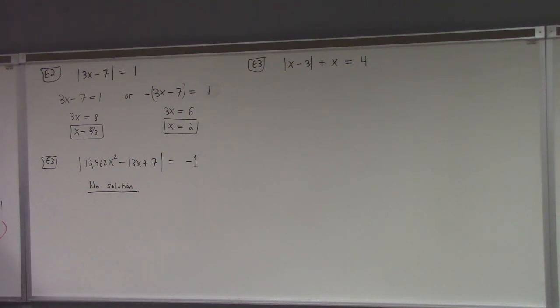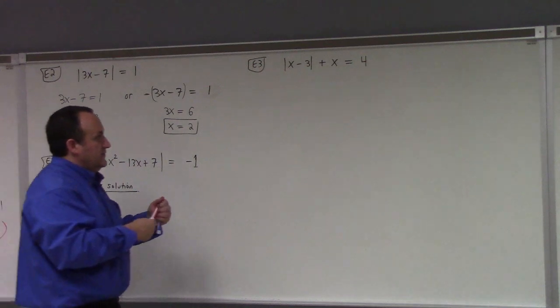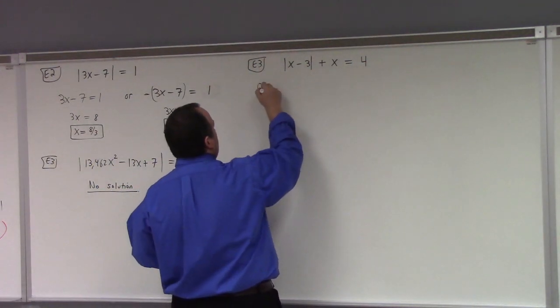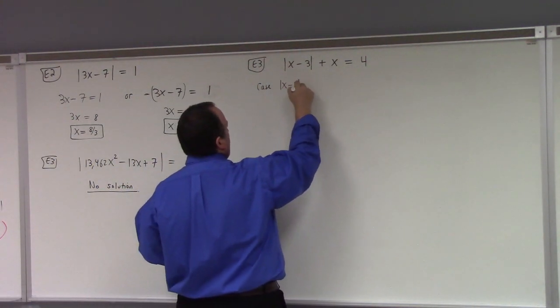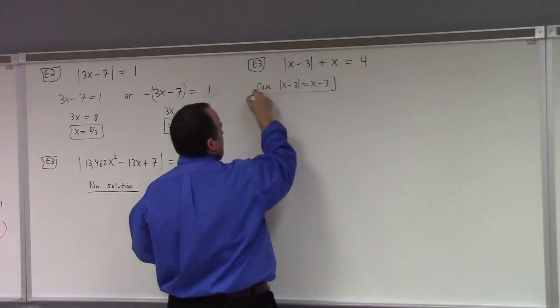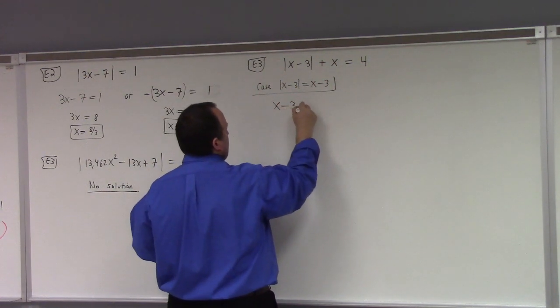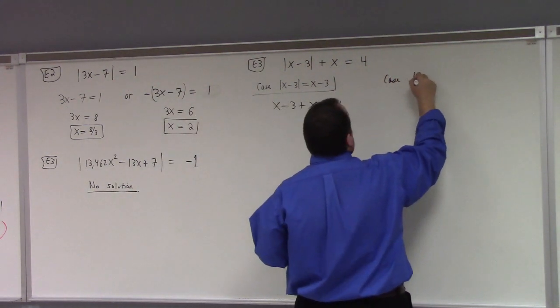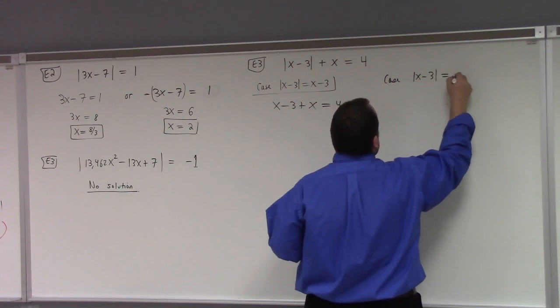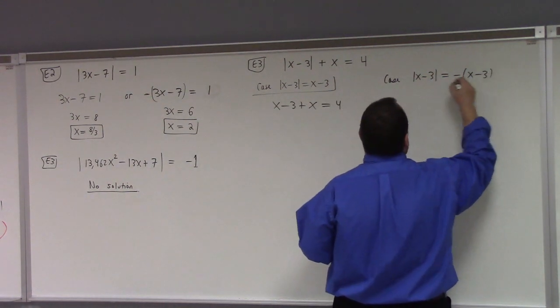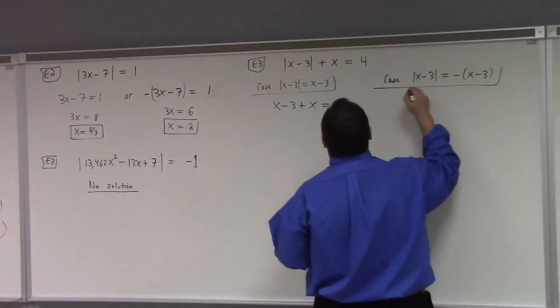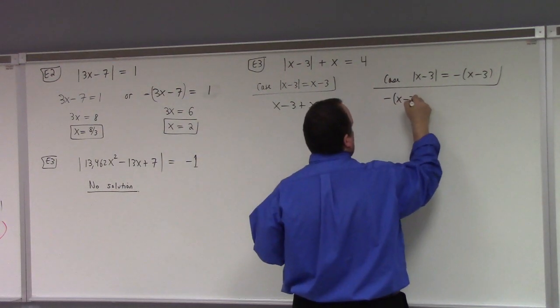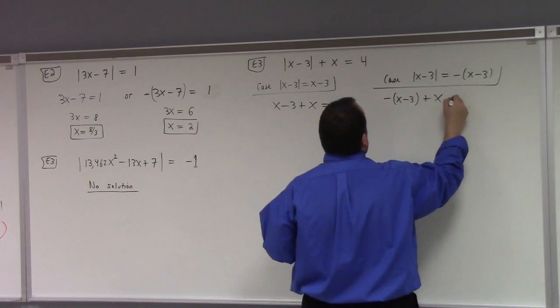There's two cases, right? Either the thing inside the absolute value is positive, or the thing inside the absolute value is negative. So those give us two different cases. We can solve them separately. So the positive case, we have x minus 3 plus x equals to 4. The other case would be what? Absolute value of x minus 3 equals to minus parentheses x minus 3, right? In that case, we have minus parentheses x minus 3 plus x equals to 4.